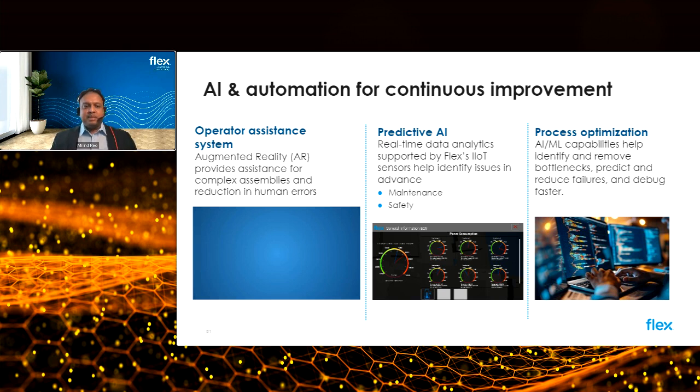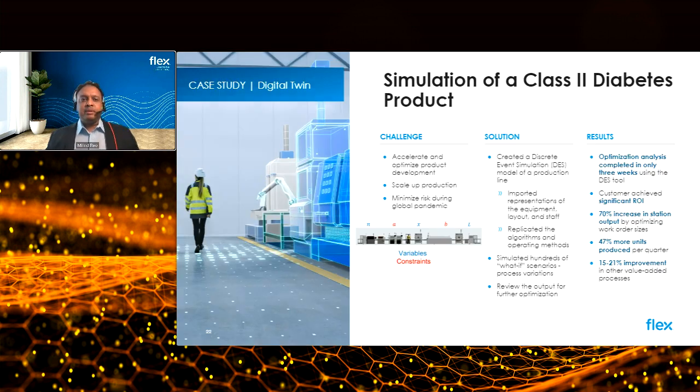What this does is it brings me to a case study that I want to quickly share with you, where a customer came to us with a challenge. This was a medical device customer. They are into building class 2 diabetes products. They said, hey, Flex, we want to accelerate and we want to optimize production. Can you help us scale up? And this was during the time of the pandemic. So they were like, how can I make sure that I'm ahead of the game, and keep in mind the global pandemic that's happening? So that was their challenge statement to Flex.